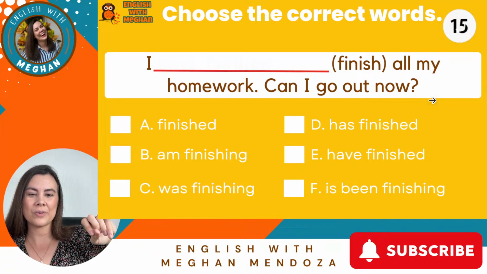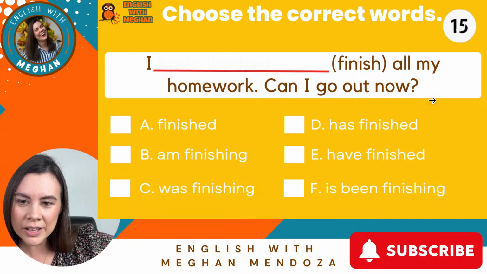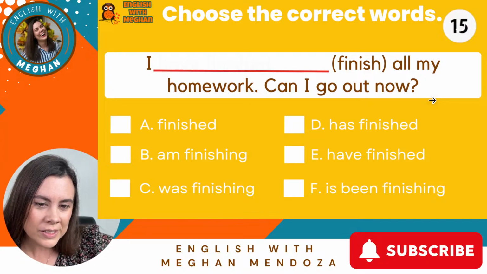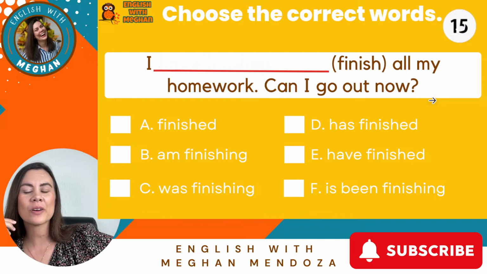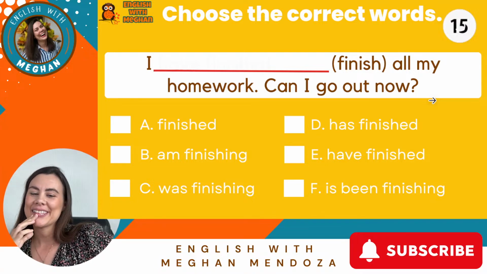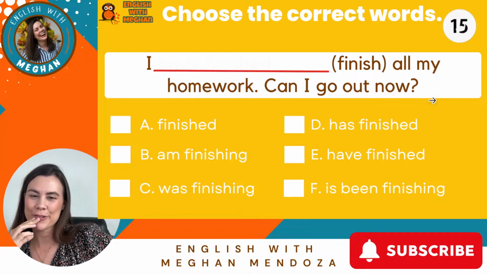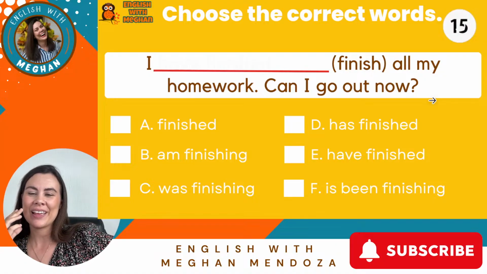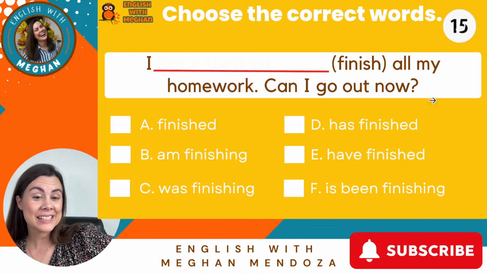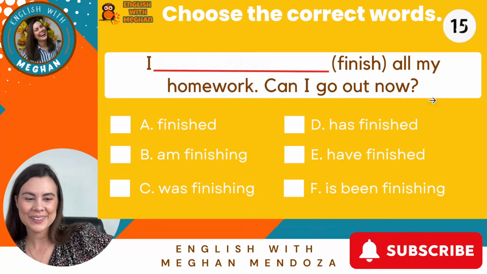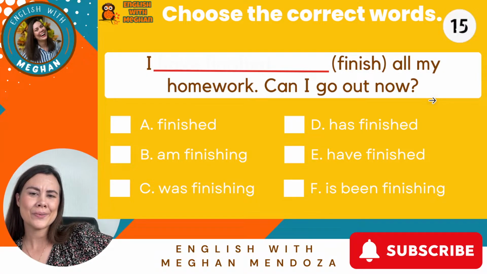Oh, I don't know why it's not showing the answer to you guys. Okay, let's see. It should show your answer. The answer is E, okay? And yes, the answer E, have finished. So the present perfect tense, remember, is have or has plus the past participle. Okay? All right. So, I don't know why the slide is not coming up for you guys, I don't think.